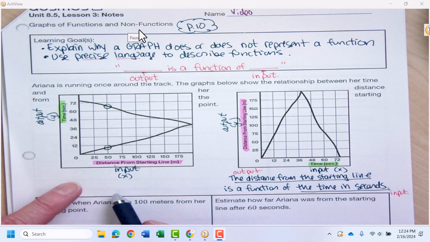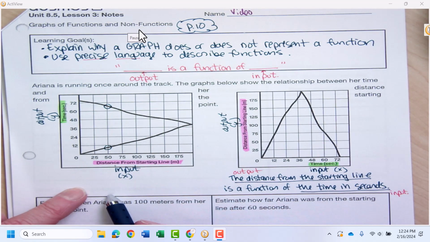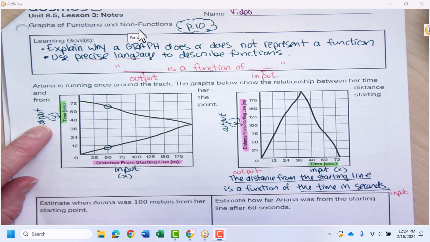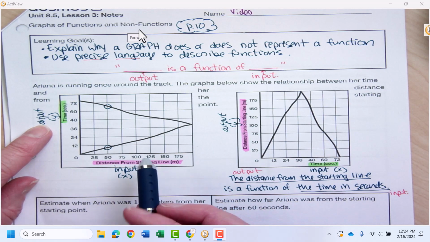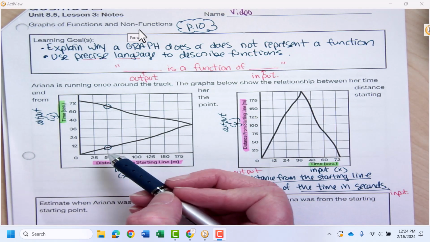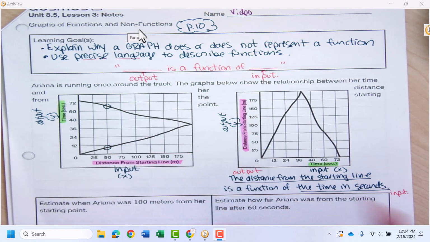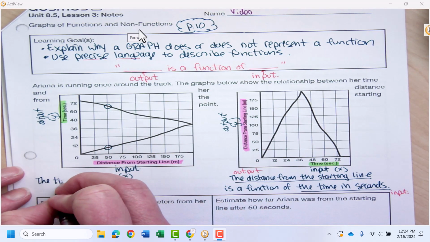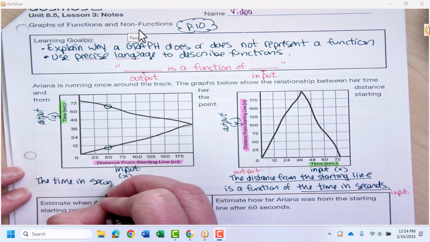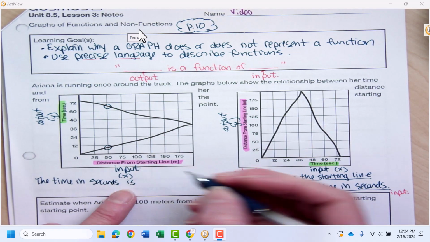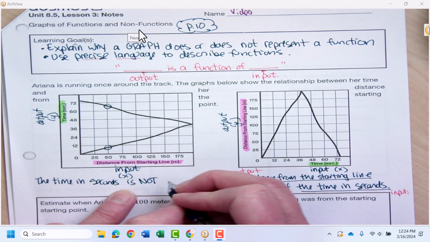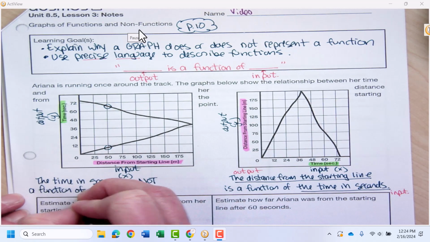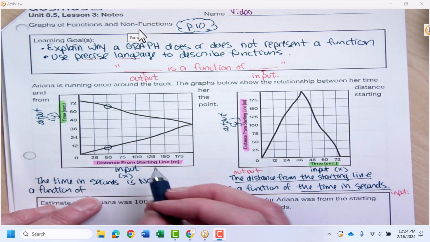Let's do it again over here, but this time we're going to say is not a function of. We're still going to start by talking about the output. The time in seconds is not a function of the distance from the starting line. And again, that's because at this input, there's two outputs. So the time in seconds is not a function of the distance from the starting line.